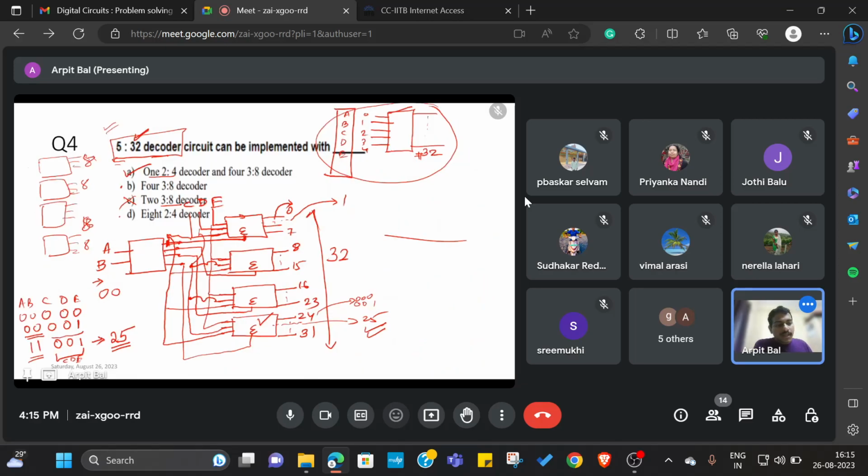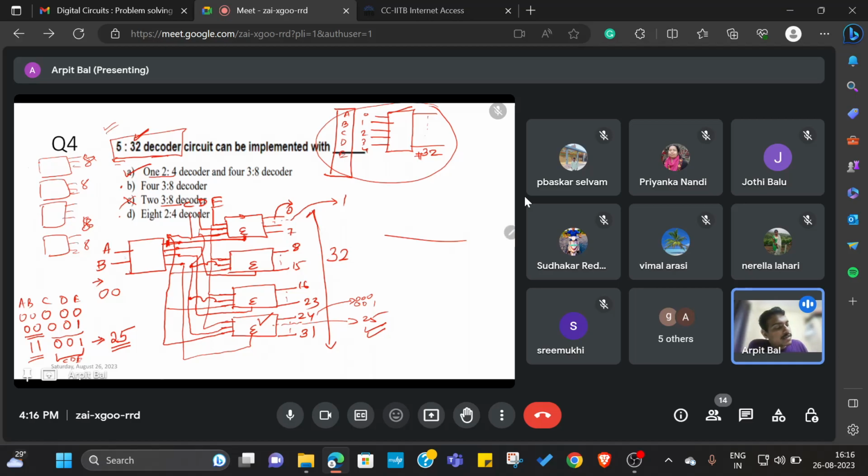Okay, so the next question that we solved is related to decoders, and we were supposed to implement a 5 to 32 decoder. We checked which option was the most suitable one for us. Here we needed to keep one thing in mind: whatever decoder is available with us can be treated as a decoder with an enable input, right? Enable is basically, if enable is high, then that decoder is functioning. If it is low, then that decoder is not functioning, right?